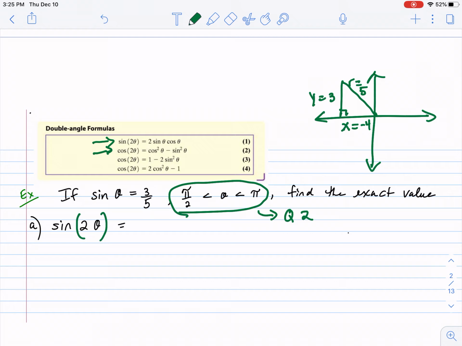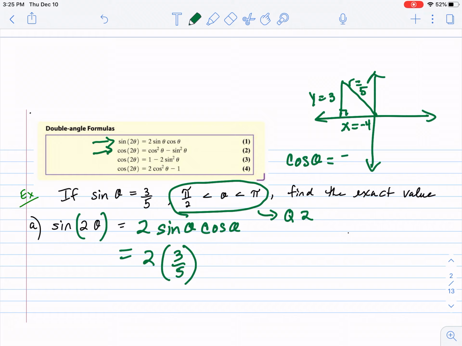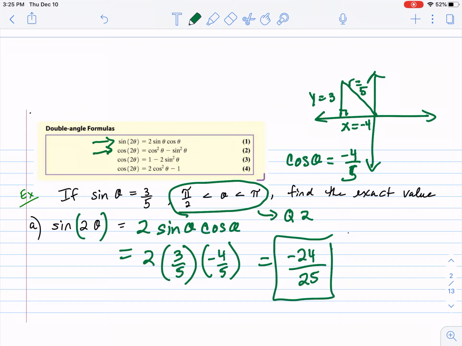So if I follow that first formula for double sine, I know it's going to equal 2 sine theta cosine theta. I already know that sine of theta is 3/5, and now that I just drew my triangle, I figured out that the cosine of theta is x over r, which is -4 over 5. So I'm going to multiply that by -4 over 5, and I get 2 times 3 times -4, that's -24, over 5 times 5, which is 25. Okay?